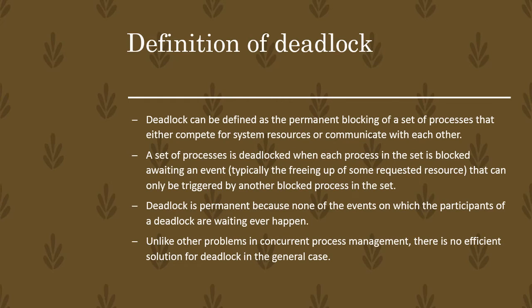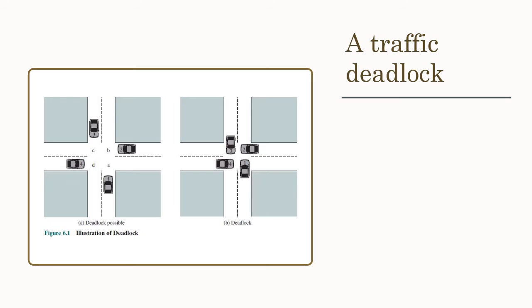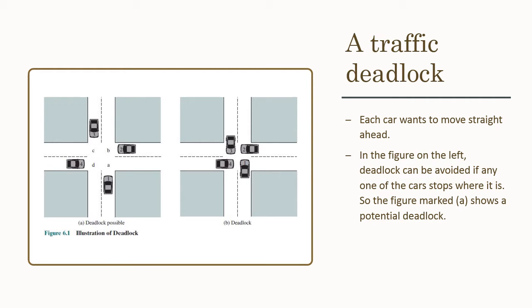Unlike other problems in concurrent process management, there is no efficient solution for deadlock in the general case. A traffic deadlock: each car wants to move straight ahead. In the figure on the left, deadlock can be avoided if any one of the cars stops where it is. So the figure marked A shows a potential deadlock.